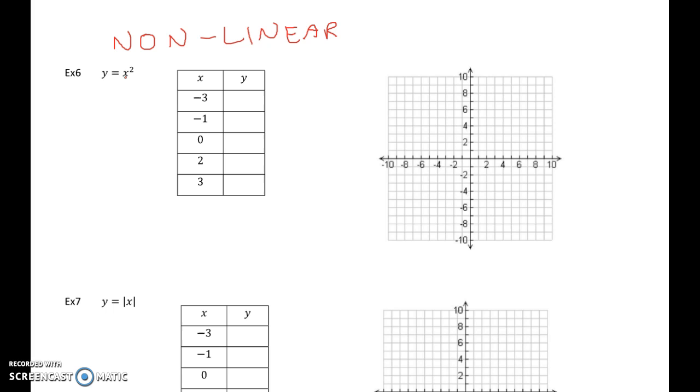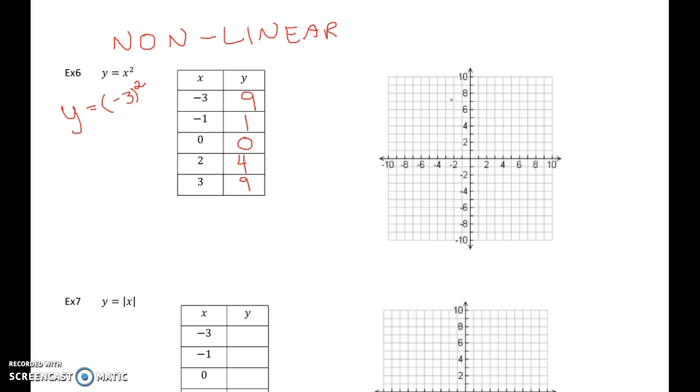So this equation is y equals x squared. So I'm going to square each one of these values. So y equals -3 squared. Now -3 times -3 is +9. -1 squared would be +1. 0 squared is still 0. 2 squared is 4. And 3 squared is 9. So notice you have the same output here twice, so it's not going to make a straight line.